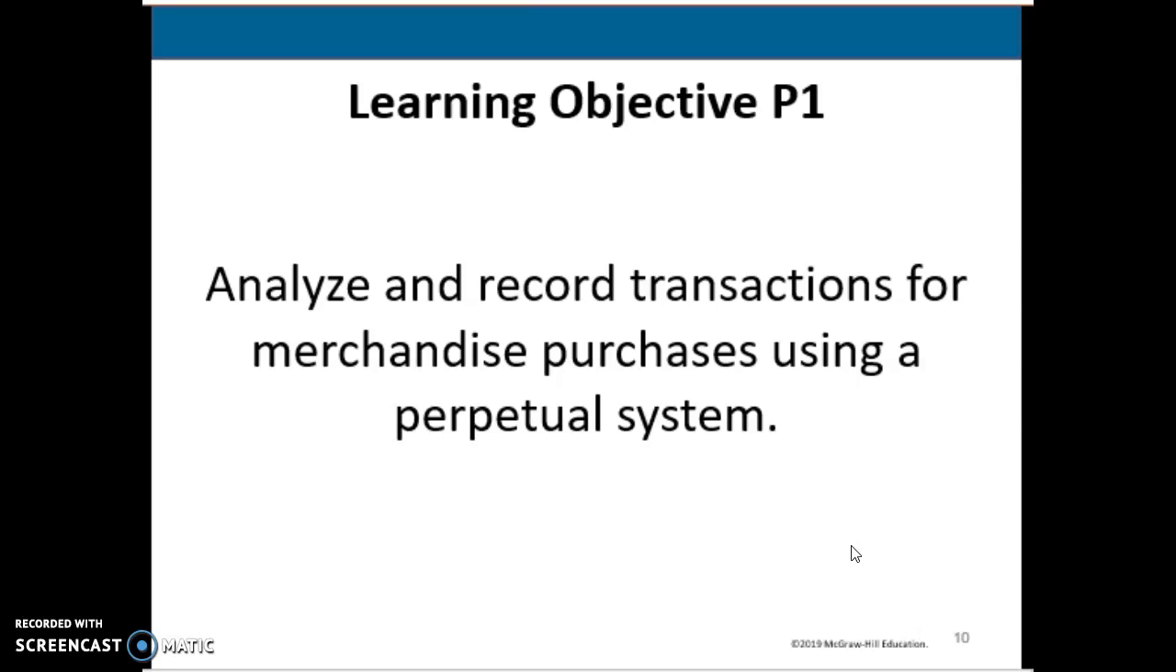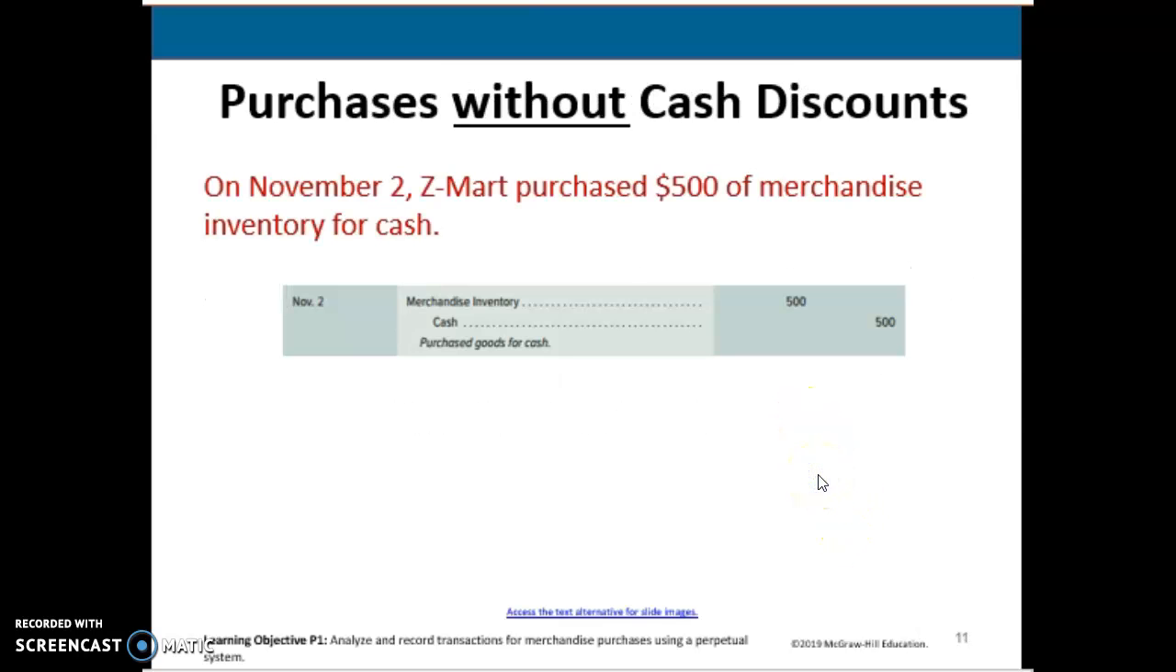All right, so let's look at how we're going to be analyzing and recording transactions for purchases using the perpetual inventory system. So purchases, again, we're just buying an asset. The asset is inventory. Here we're going to see it called merchandise inventory. Whether you see it called merchandise inventory or just inventory, they're both the same asset. It's the inventory you're buying to sell to someone else.